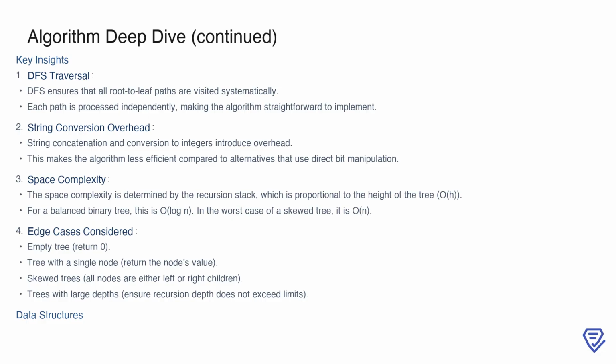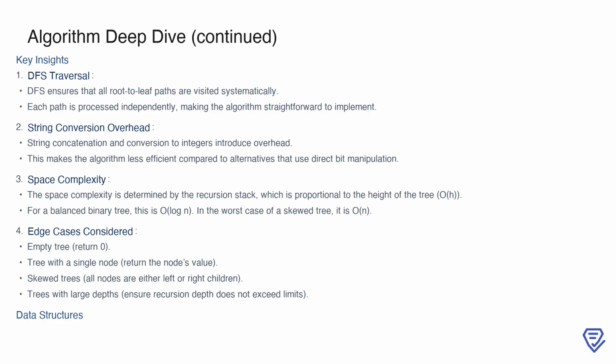However, building binary numbers as strings and converting them to integers introduces overhead. This makes the algorithm less efficient compared to techniques that avoid string manipulation. In terms of space complexity, the recursion stack depends on the height of the tree. For a balanced binary tree, the height is proportional to the logarithm of the number of nodes, resulting in O(log n) space complexity. However, in the worst case of a skewed tree, where all nodes are either left or right children, the height becomes equal to the number of nodes, leading to O(n) space.